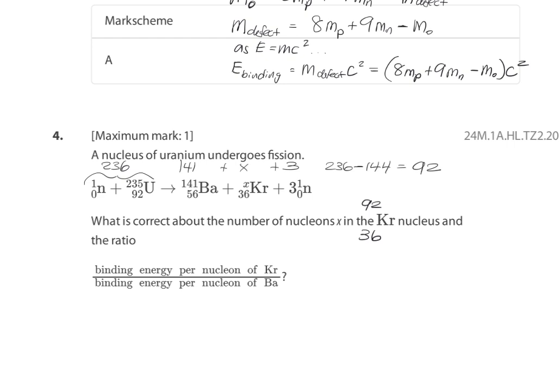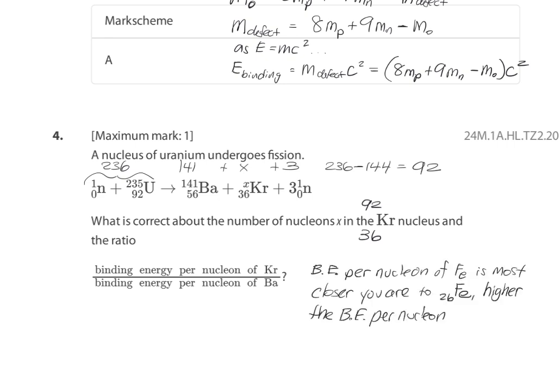And then it says the binding energy per nucleon of krypton over the binding energy per nucleon of barium. We know that iron has the highest binding energy per nucleon. So the closer you are to iron, the higher your binding energy per nucleon. Krypton is 36 and barium is 56. So krypton is bigger than barium for binding energy per nucleon, because krypton is closer to iron than barium is. And so that ratio is going to be greater than 1.